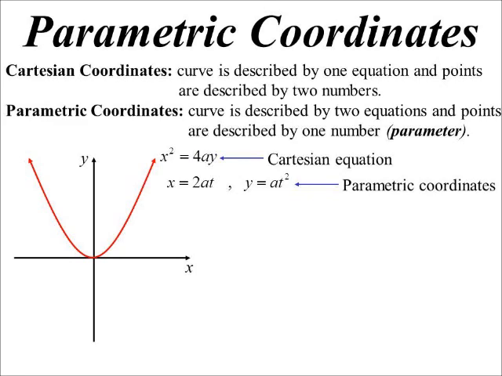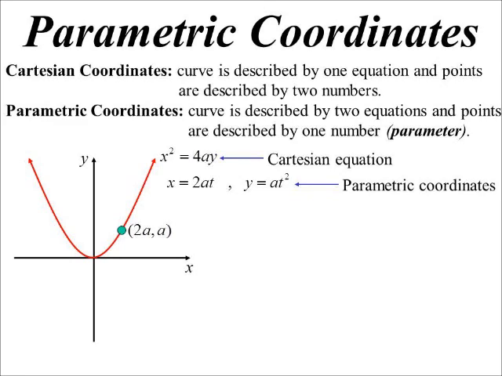So the origin would be the single number t equals 0, because when you substitute into the x equation, you get 0, and substitute into the y equation, you also get 0. So for this particular parabola, the origin would be t equals 0. At t equals 1, we would have the coordinates 2a, a, and so on. So they're our parametric coordinates equations, either way.